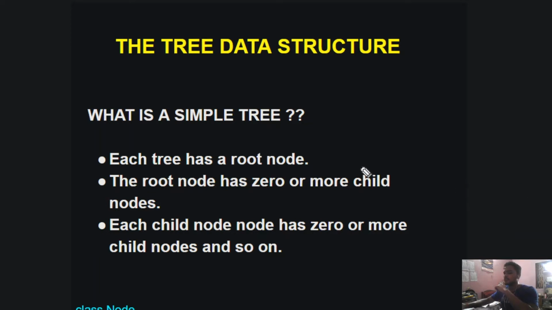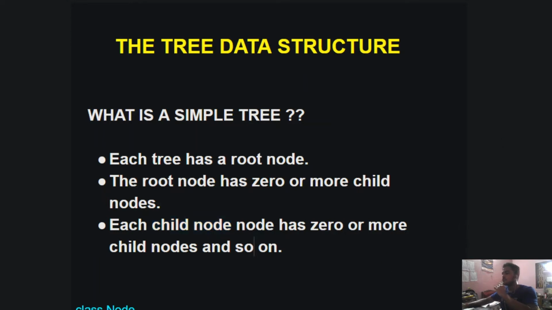So let's see what is a simple tree now. I think the best way to understand a tree is recursively, right? So a tree has a root node. There is always a starting node that is called the root node, from which there are branches, and those are edges which get connected to different nodes. So the root node has zero or more child nodes, and recursively each child node may also have another child node, so it may go on or not, right?